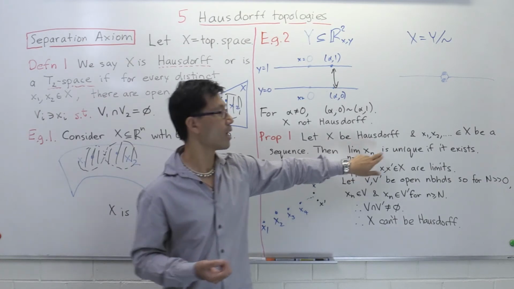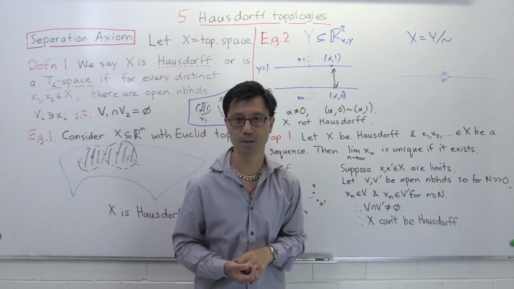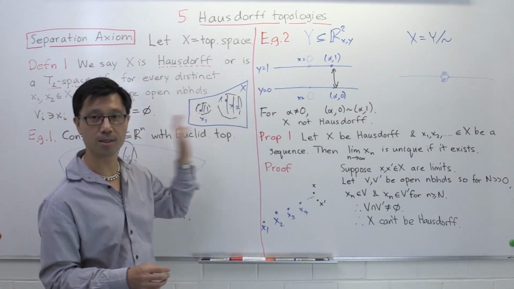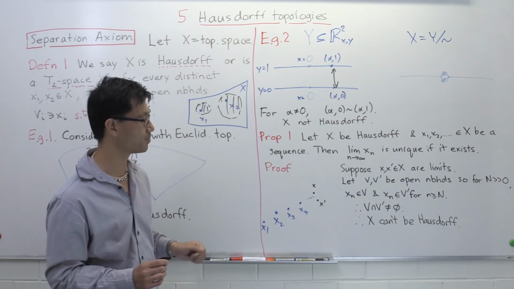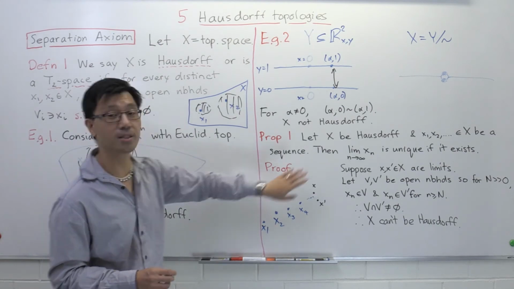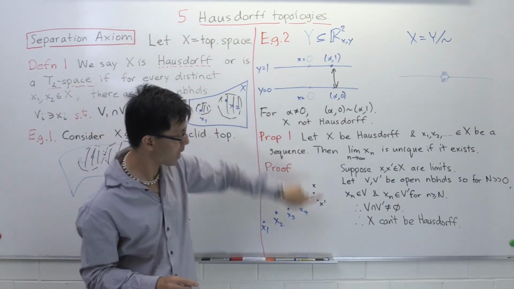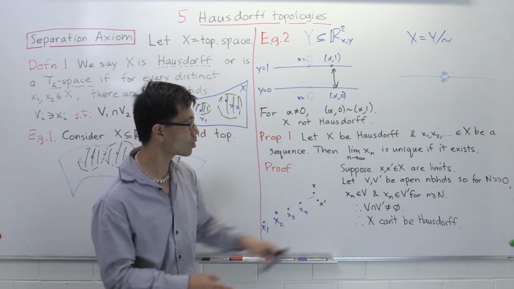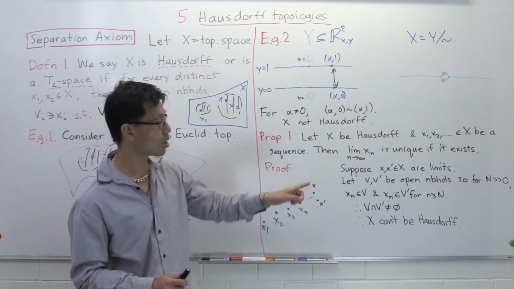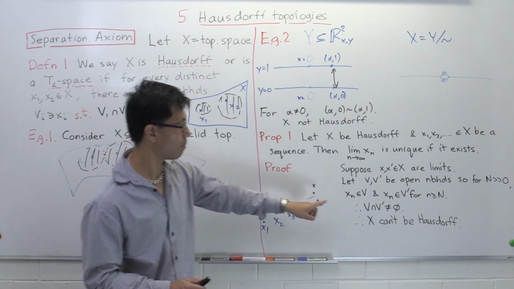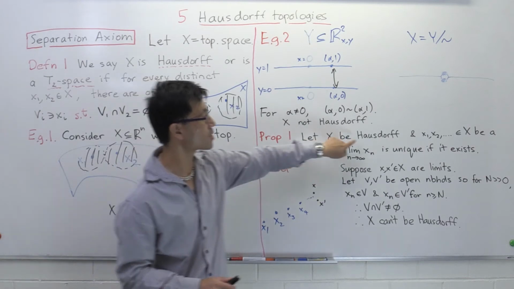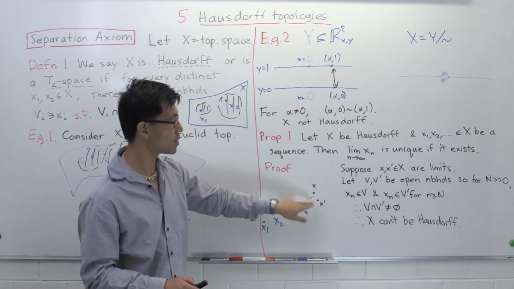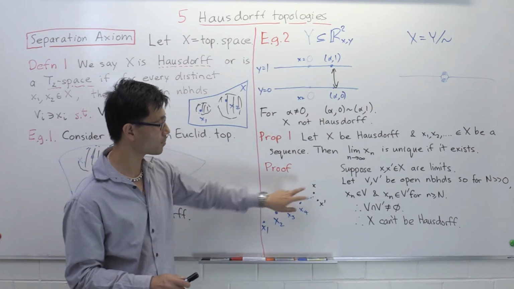Well, if it has a limit, then I claim that it has to be unique. Okay, so let's see why that's true, and it's quite easy, and it follows quite simply from the separation axiom that we have here. So suppose instead there are 2 limits, an x and an x prime. So what I want to do is give a contradiction to that, by contradicting this Hausdorff condition here. So suppose they're separate limits, so they're distinct.